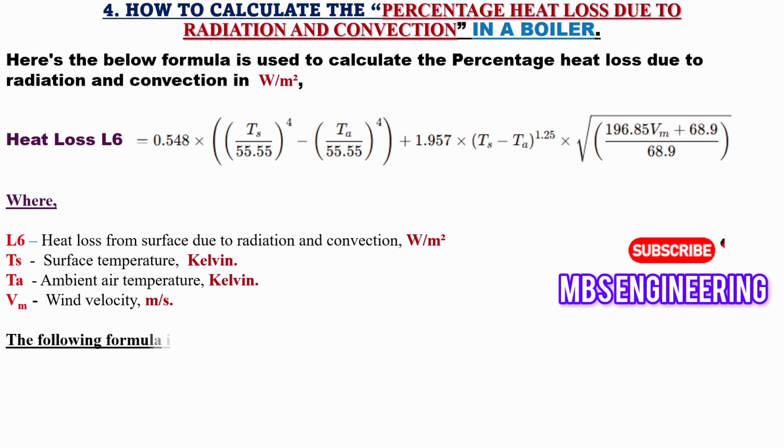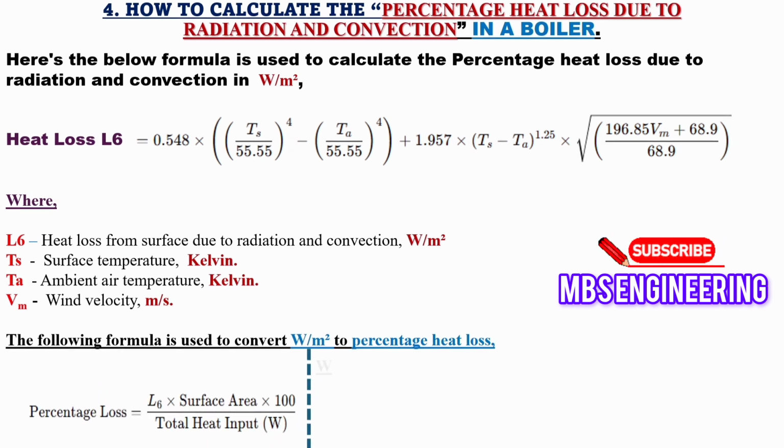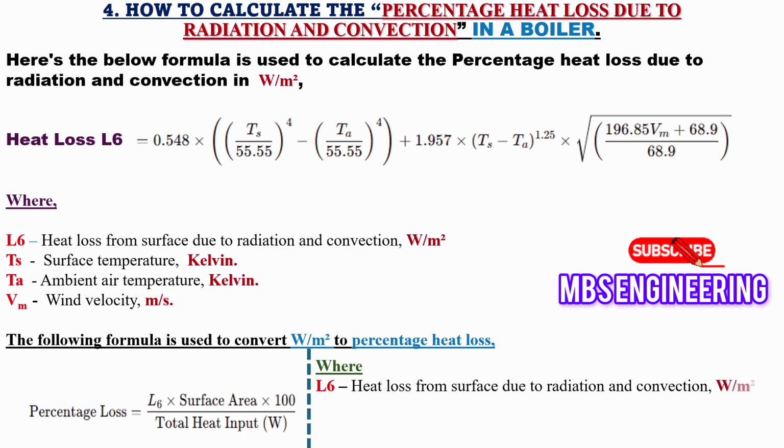The following formula is used to convert watt per meter squared to percentage heat loss. Percentage heat loss is equal to L6 times surface area times 100, and then the obtained value is divided by total boiler heat input in watt, where L6 is the heat loss from surface due to radiation and convection in watt per meter squared, surface area is the total surface area exposed in meter squared, and heat input is the total fuel energy input in watts or kilocalories per hour.